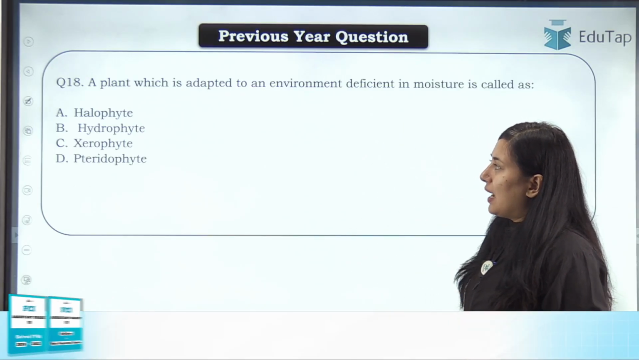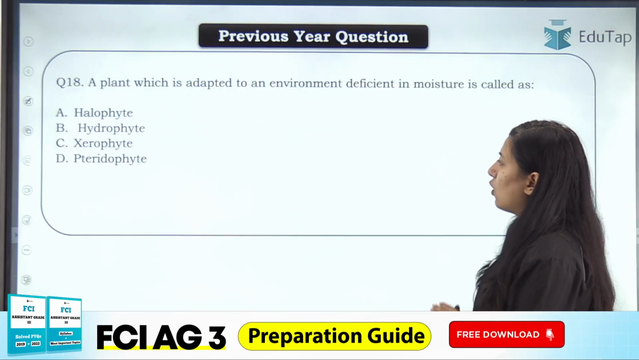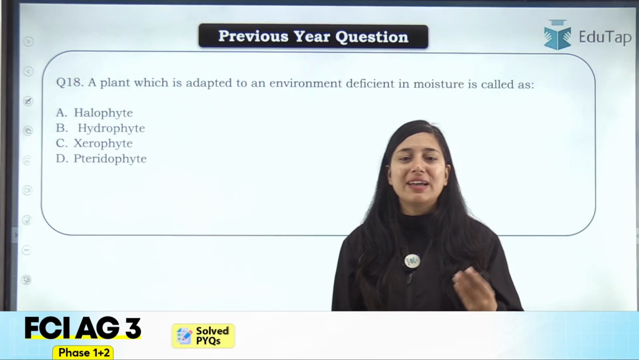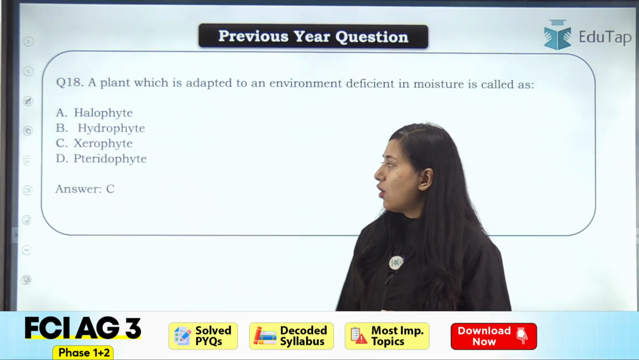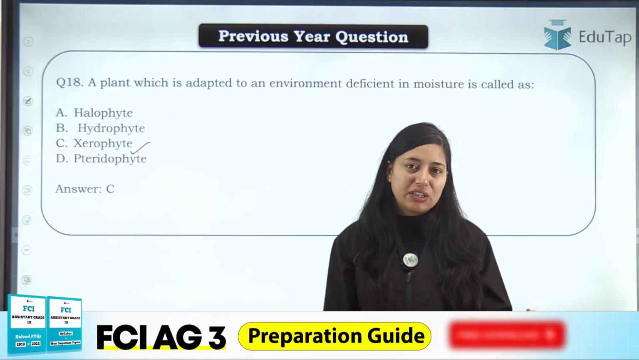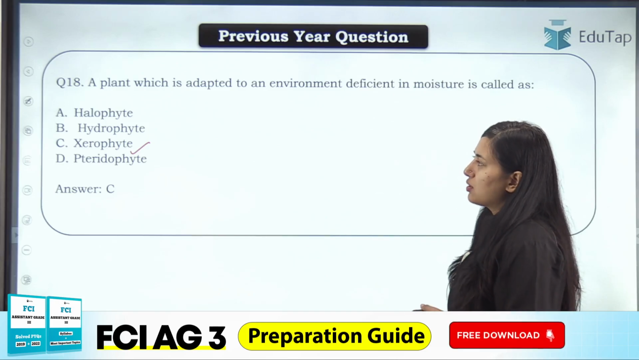Next is a plant which is adapted to an environment deficient in moisture is called as. Okay, so basically you have been asked about plants which can survive moisture stress conditions. What are these called? These are called xerophytes. So all those plants which are found in desert conditions are known as xerophytes. Clear? The answer will be xerophytes for this question.